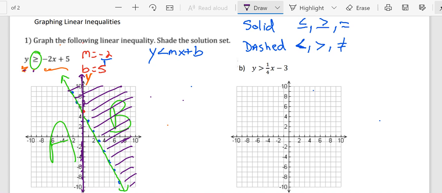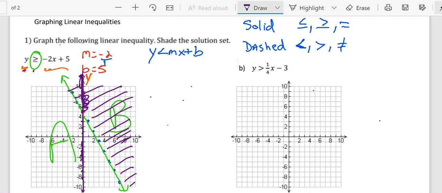And that's because over here, if we look at the number line, this is where your y values are getting bigger. It goes from 5 to 6 to 7 to 8, and so on. It's increasing. So we're going to shade the B side of the graph. Let's move on to letter B here.